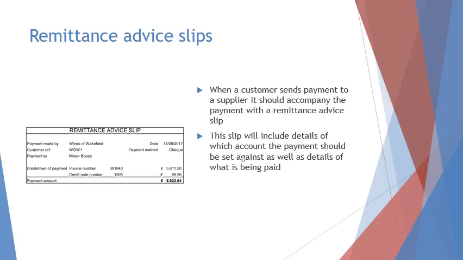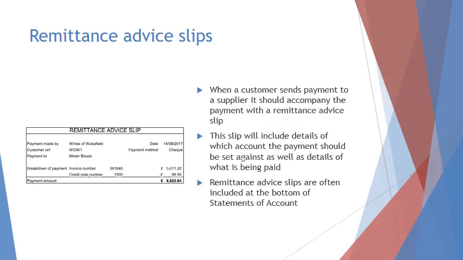So it will include details of which account the payment should be set against, as well as details of what is going to be paid. Now, often suppliers include remittance advice slips at the bottom of their statements of account. Again, it's just making it nice and easy for the customer to pay.